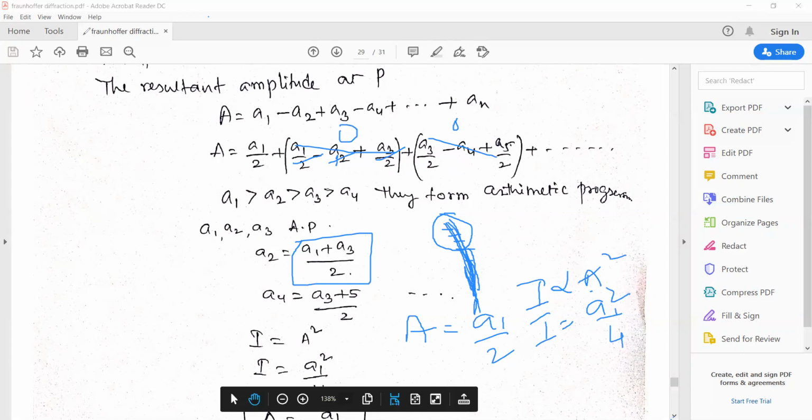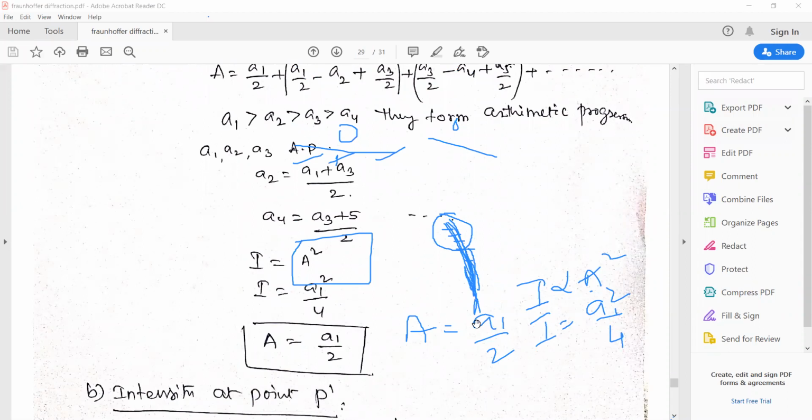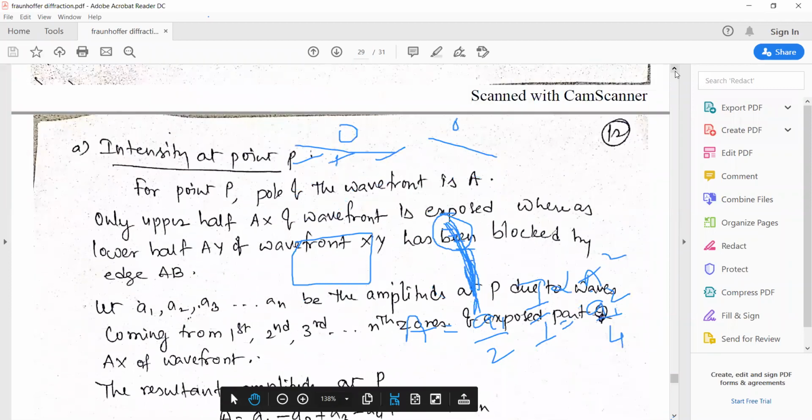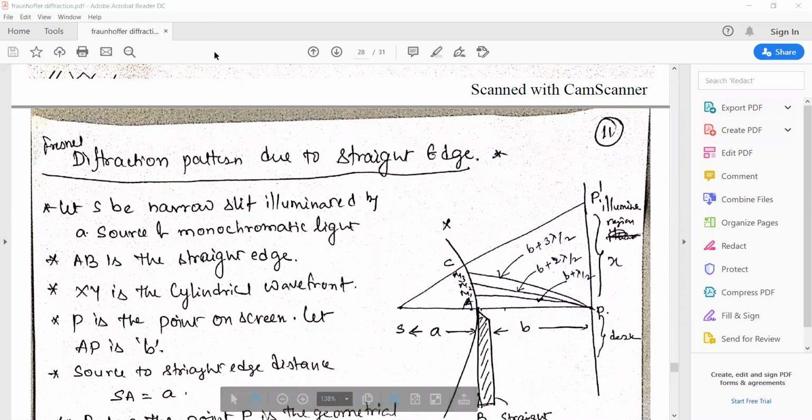So at point P, due to Fresnel's half period zones, the complete intensity at point P is A1 square by 4. Now I want to find the intensity at point P dash. Till now we have found the intensity at point P, which is A1 square by 4, due to this complete wavefront A to AX, where our amplitude is A1 by 2. Now I want to find the intensity at point P dash, due to this complete wavefront AX.